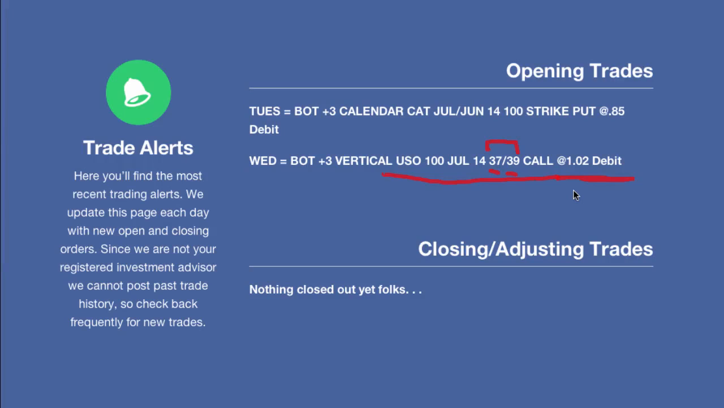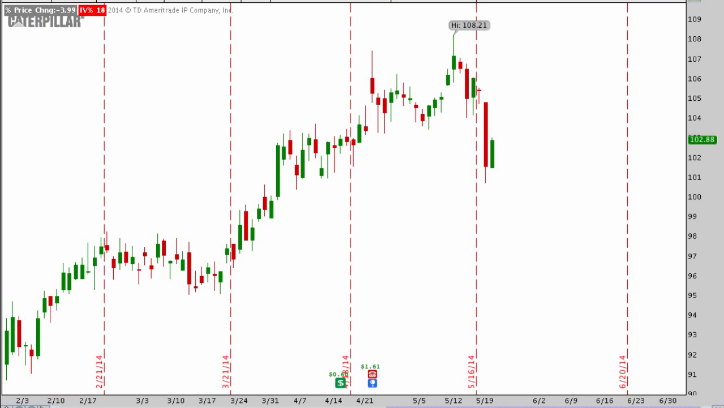We like to pay around $1 for these. Can't always get that exact same price. But what that does is move our break-even point to about 38. So that's ideally where we want the stock to trade, anywhere above 38 by July expiration, or between now and July expiration.